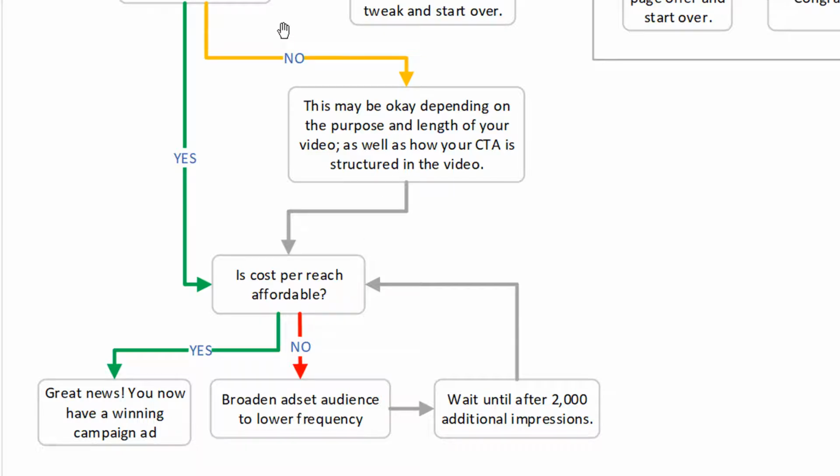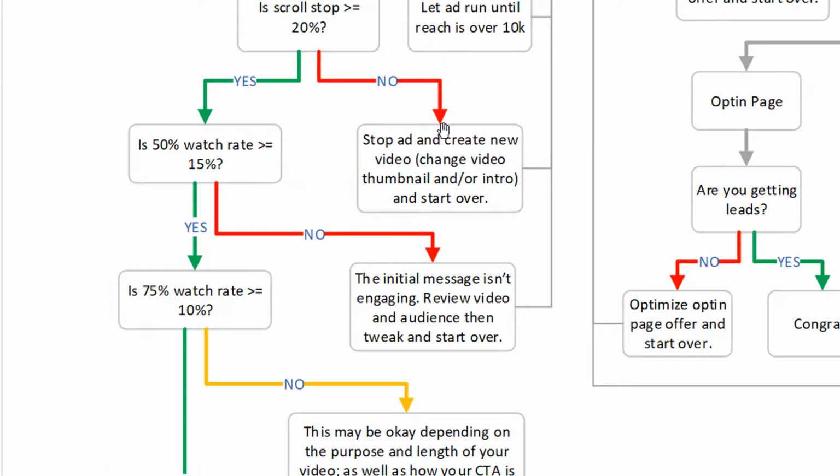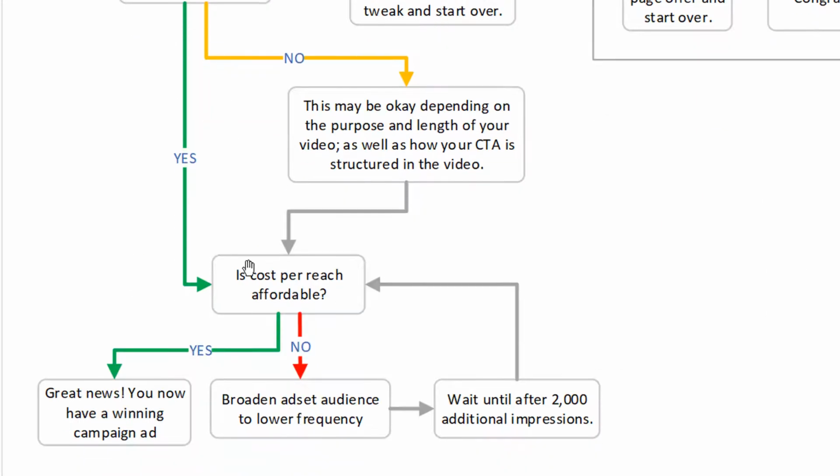So notice how we're trying to ask the right questions. And because we're asking the right questions, we can then make decisions. Notice how they are optimization decisions or wait decisions. Let me wait a little bit longer. Let me optimize and then start that piece over. You see what I'm saying? Now we get all the way down to, is cost per reach affordable? In other words, what is it costing me for one person or for 1,000 people to see this video? Can I afford that? Is that sustainable?